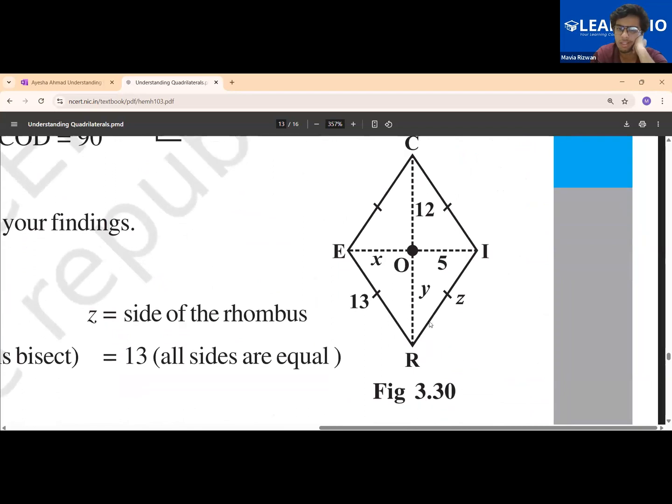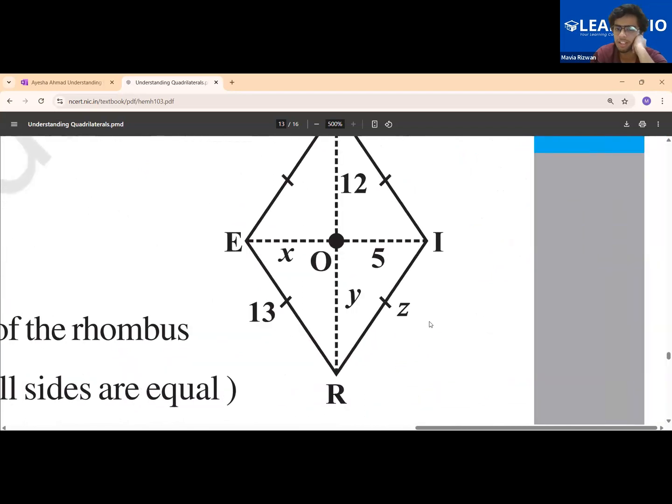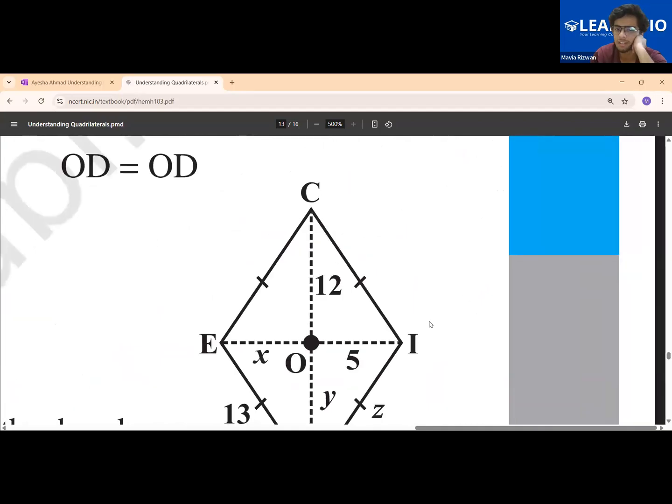Aisha, this is a rhombus. You have to find out x, y, and z in this rhombus.